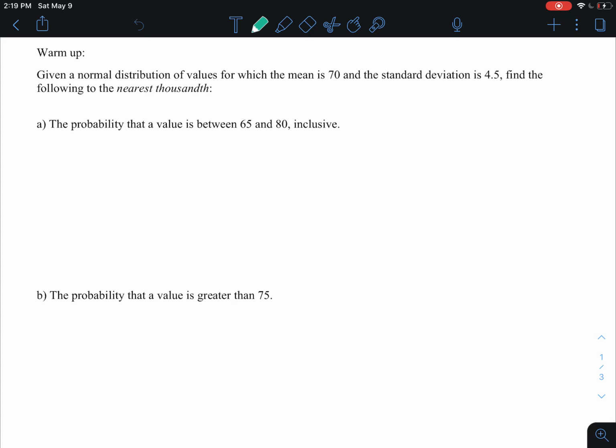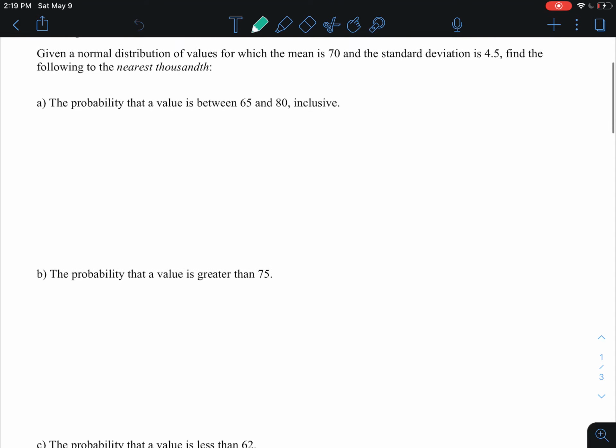Okay, let's go over the warm-up. So for the question here, you were told that you're given a normal distribution of values for which the mean is 70 and the standard deviation is 4.5. And we're just asked to calculate a few things based on that. All answers being rounded to the nearest thousandth.